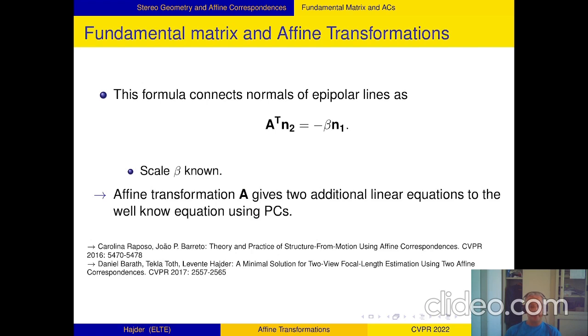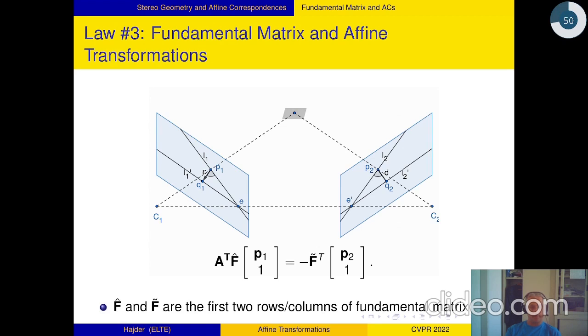Okay, so here we have an equation for the normals of the epipolar lines, and the scale is also known, or it can also be computed from the fundamental matrix. So there is a two-dimensional system of equations for the affine transformations and the normal vectors of the epipolar lines.